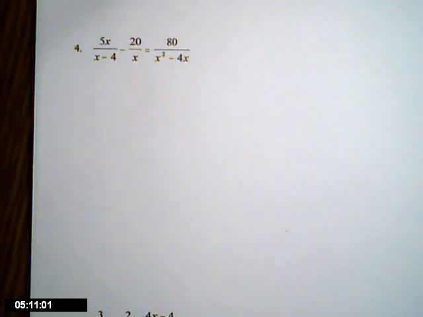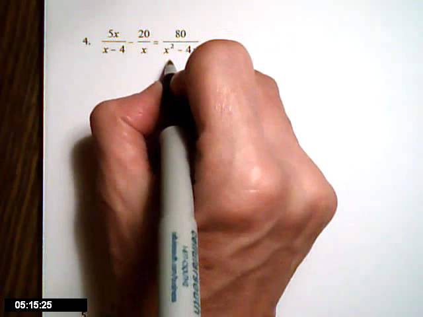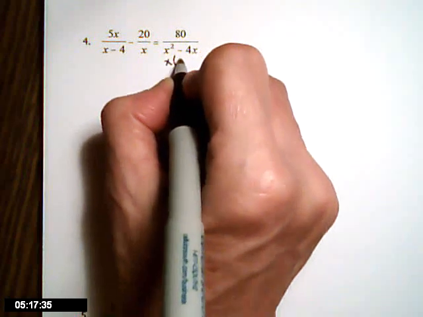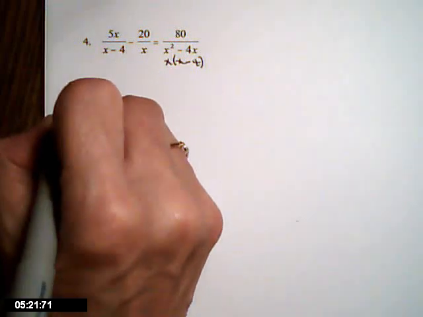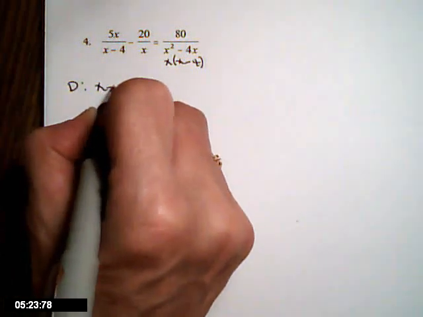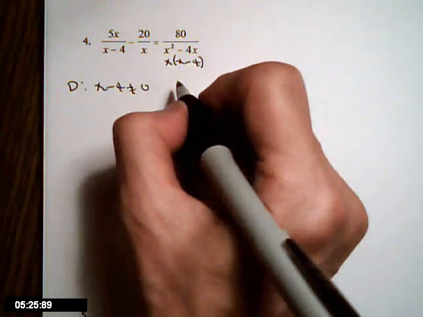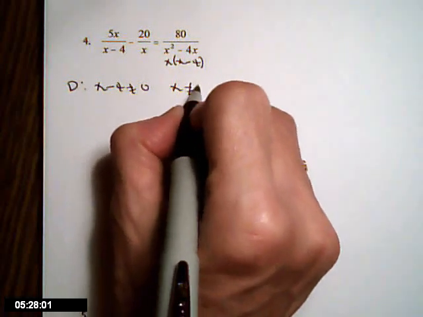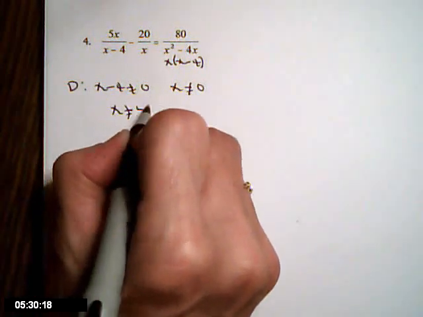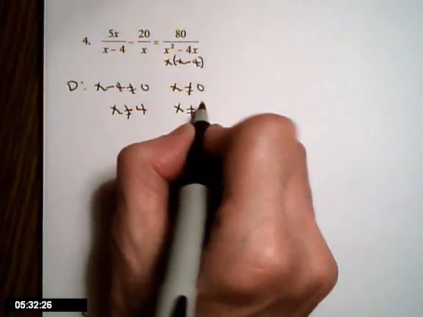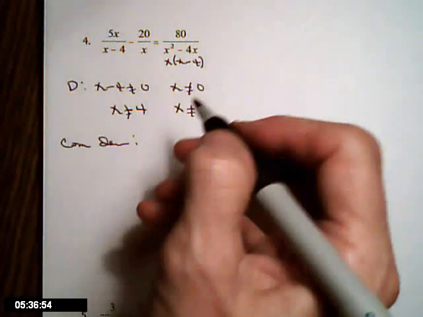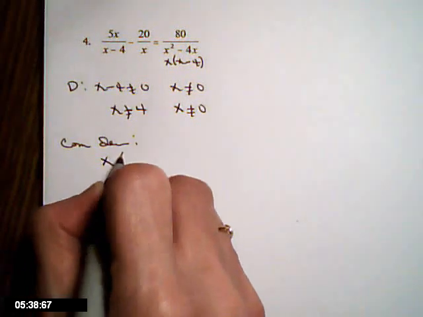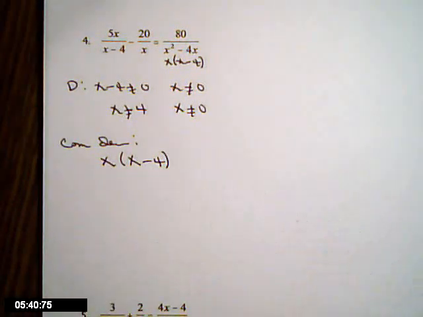Now, the first thing I notice in number 4 is that this denominator, x squared minus 4x, would factor to x times x minus 4. So looking at that and looking at the domain, I would have x minus 4 cannot be 0, and x cannot be 0. So x cannot be 4, or x cannot be 0. My common denominator would be a product of all the different denominators, which would be x times x minus 4.